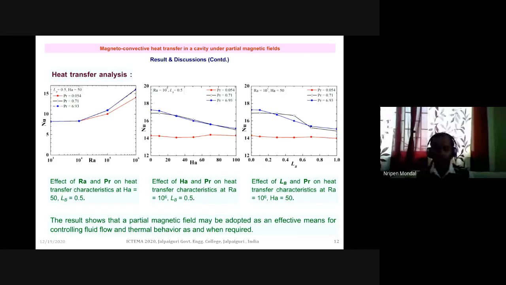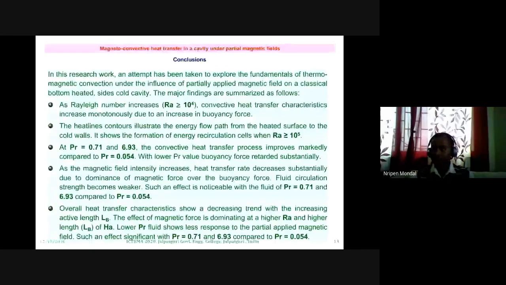So from the summary of this study, we can say the major findings are: as the Rayleigh number increases beyond 10 to the power 4, the convective heat transfer characteristic increases monotonically as the buoyancy force increases. Heat line contours clearly display the heat energy transportation from heat source to heat sink, and it is a very essential tool for understanding the flow physics.